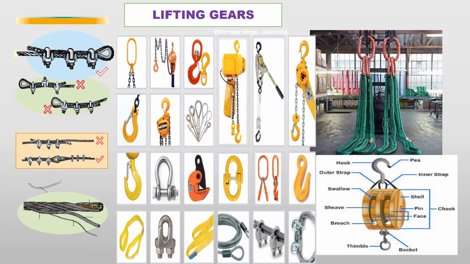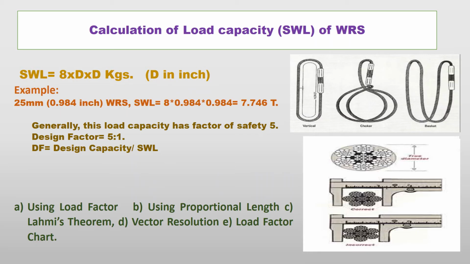Calculation of load capacity of wire rope slings. The general formula is 8D square where D is in inch. For example, 25 mm wire rope sling, where 25 mm means 0.984 inch. So SWL will be 8 into 0.984 square, which is equal to 7.746 ton. Generally, this load capacity has a factor of safety approximately 5, that is nothing but design factor 5:1, which is design capacity divided by safe working load.